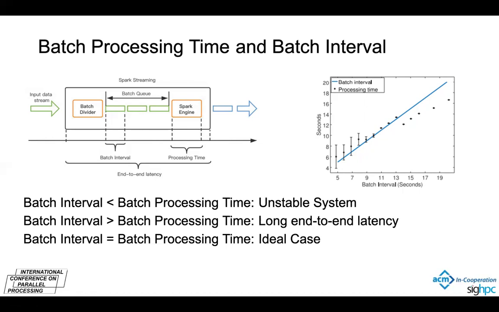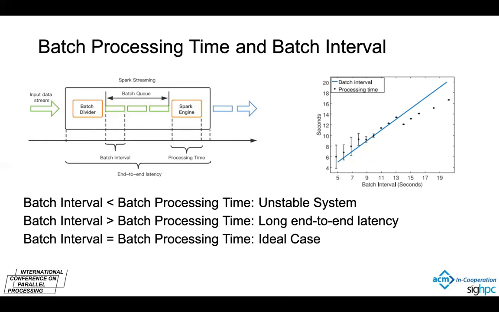When batch interval is greater than batch processing time, the system is stable because the batches are retrieved from batch queue and are processed immediately. However, Spark engine would sit idle waiting for batches to arrive, hence resulting in a long end-to-end delay.